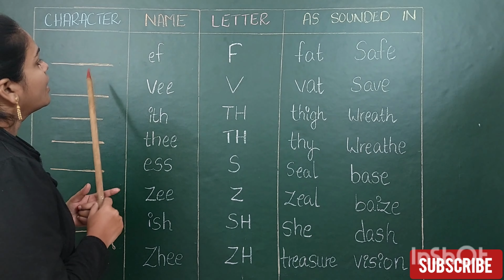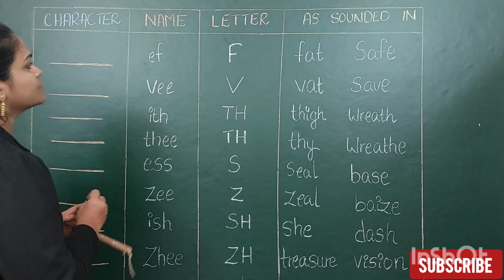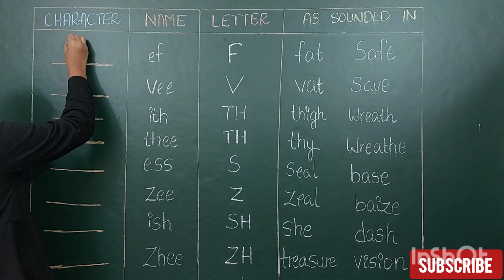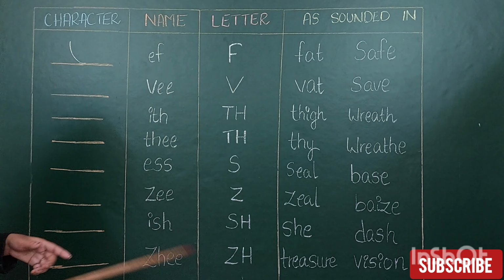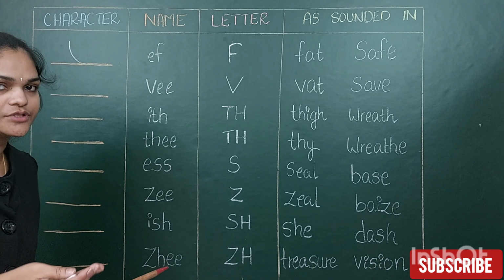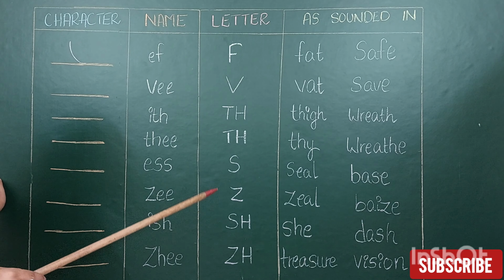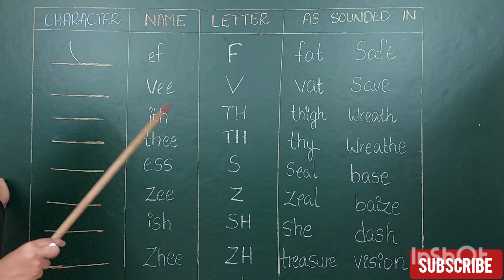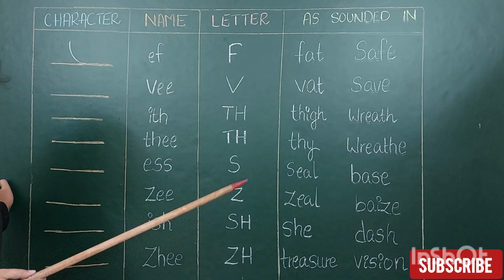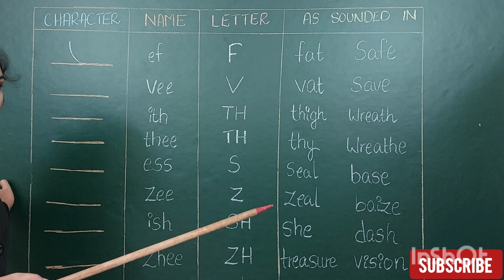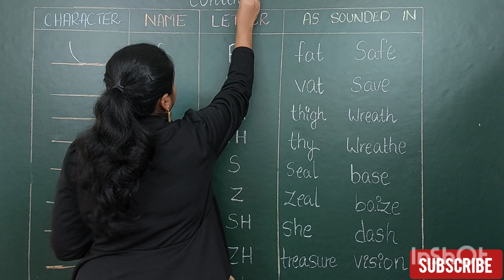So how you will write letter F in shorthand means you have to write a light stroke, like so you have to represent. These all are upright or sloping curve strokes. So these all consonants are represented by upright or sloping curves. All these are represented by upright or sloping curves.